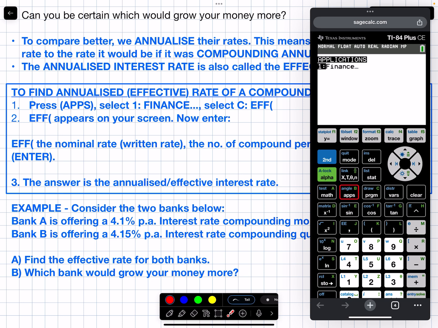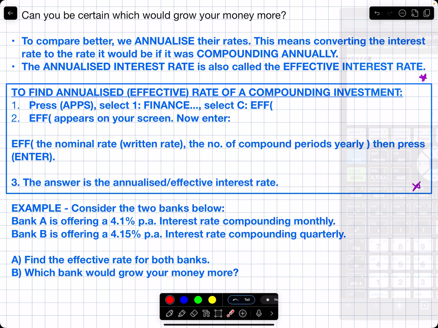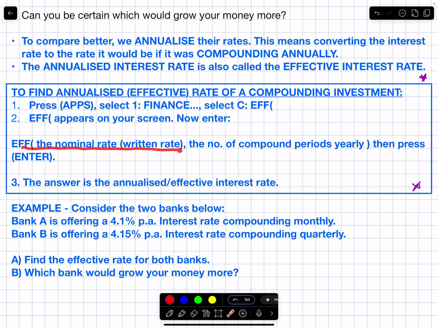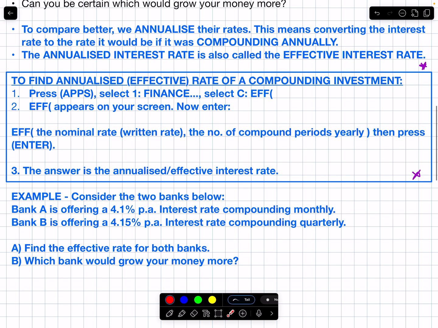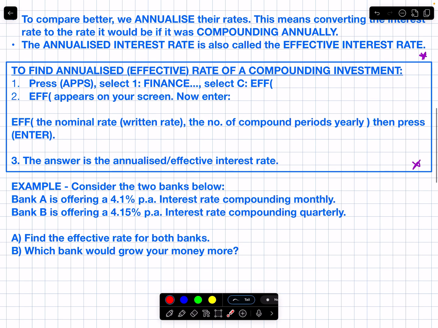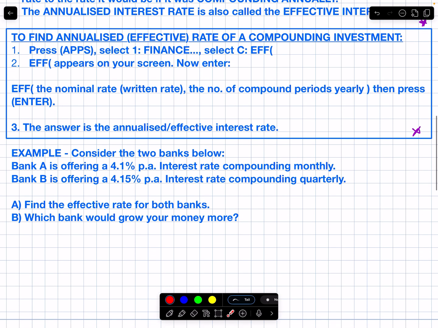Apps, finance, scroll down, 90ABC to EFF, enter. And so what you can see is EFF, and what is it waiting for? EFF is the nominal rate or the written rate. It's the rate that it says it is, and then you have a comma, and then you type the number of compounded periods yearly. After that, you press enter, and the answer that it spits out is the annualized or effective interest rate.